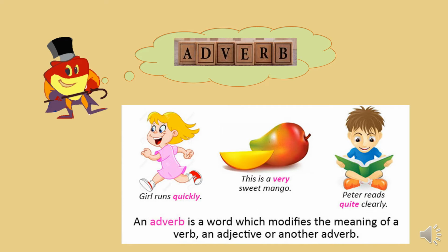Look at these examples. Girl runs quickly. The verb runs is modified by the adverb quickly. Look at the second one. This is a very sweet mango. The word sweet is an adjective, but it is described by the adverb very. Third one. Peter reads quite clearly. Clearly is an adverb, but it is further described by the adverb quite.